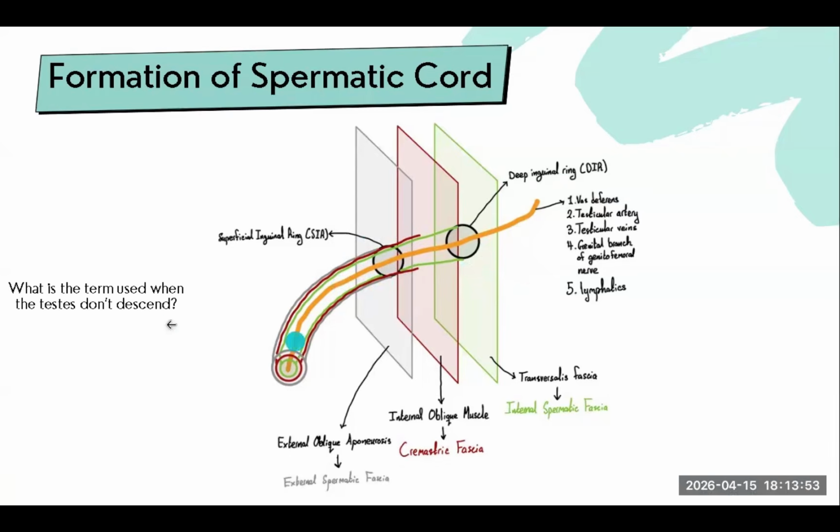Now, what is the term used when the testes don't descend? 3, 2, 1. It's cryptorchidism. And we mentioned this before. If the testes don't descend and they remain up, spermatogenesis will not take place, and this would lead to infertility.